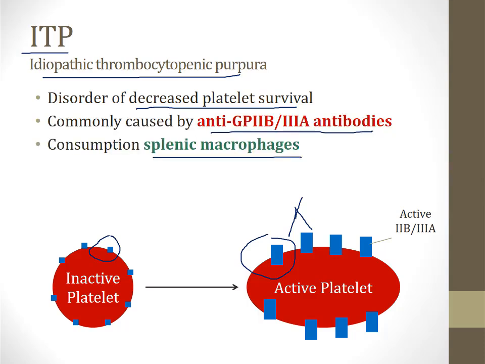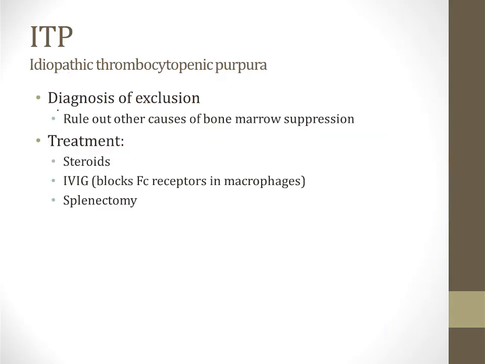So what you want to remember in terms of step 1 is that one of the most common reasons for ITP is antibodies to 2b3a, and that splenic macrophages are the source of platelet destruction. ITP is generally a diagnosis of exclusion. You need to rule out other causes of low platelet counts, especially bone marrow suppression. Once you do this, then that proves that something is causing the platelets to be consumed in the spleen, and that is the definition of ITP.